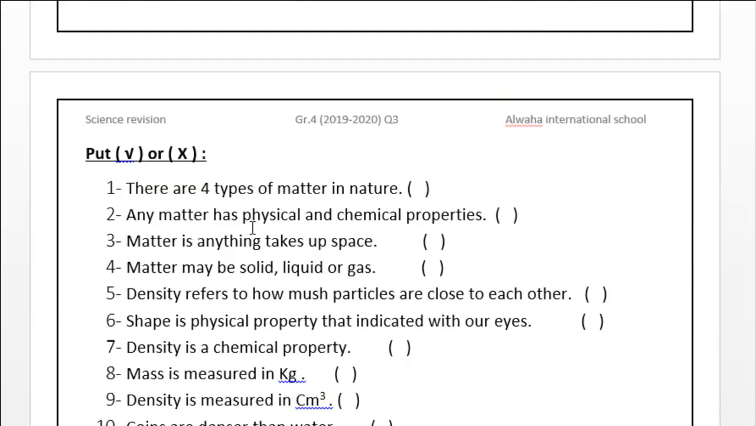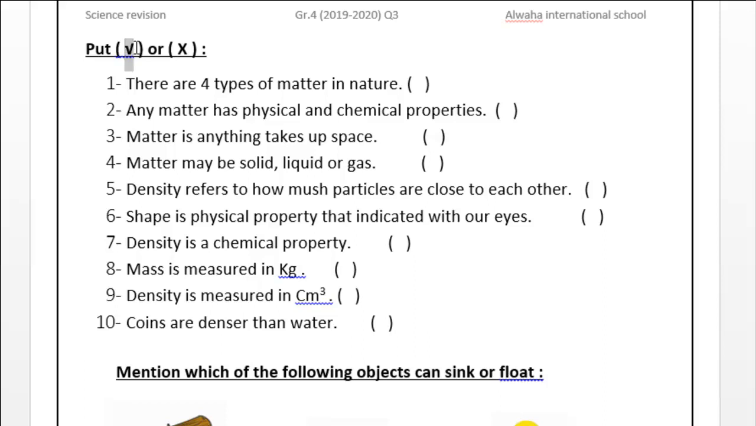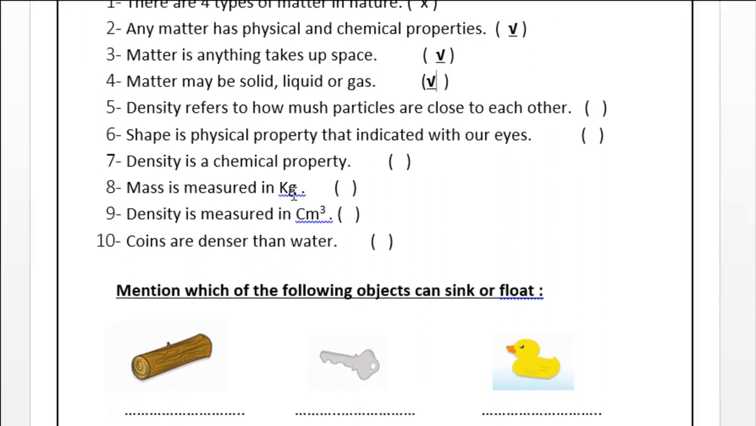Okay? Okay, true or false? Number 1, there are 4 types of matter in nature. False. We have 3 types of matter. Any matter has physical and chemical properties. That's right. True. Matter is anything that takes up space. Yes, that's right. Matter may be solid, liquid, or gas. Okay, this is true. Density refers to how close the particles are to each other. Yes, that's right.